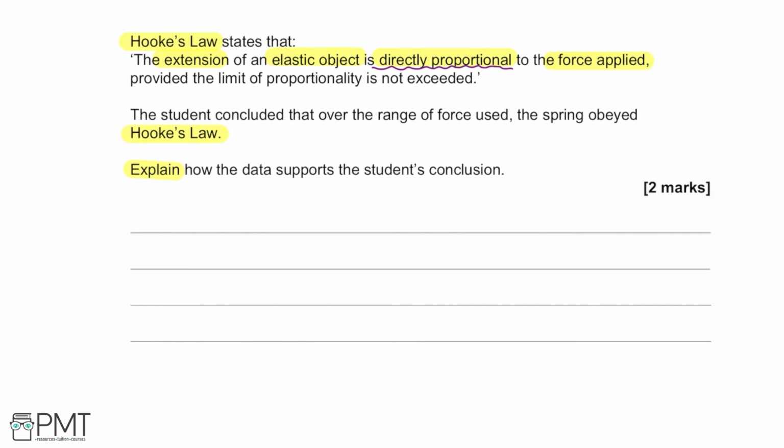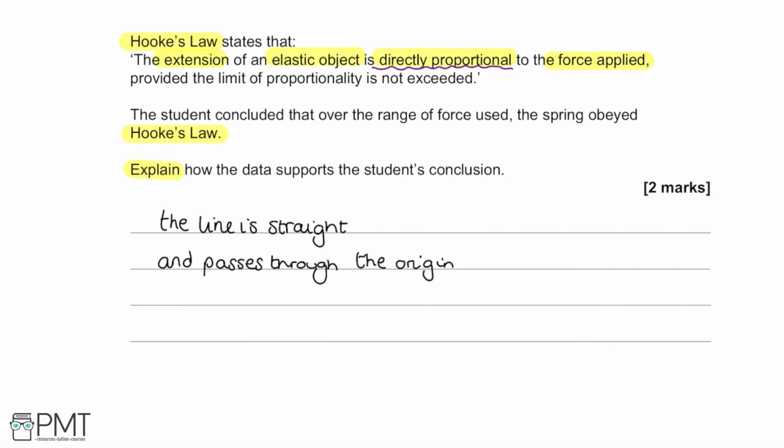So in order to get the marks here, I'm simply going to write that the line is straight. It's going to get us the first mark. So any curve in the line would mean that the 2 variables aren't directly proportional. And then in order to get the second mark, we just need to state that it also passes through the origin, so the point 0, 0, which we can see on our graph that it in fact does. And these are the 2 criteria for 2 variables to be directly proportional to one another.